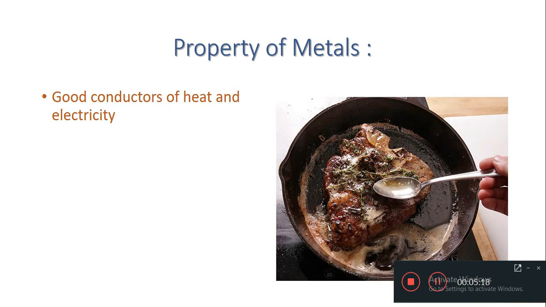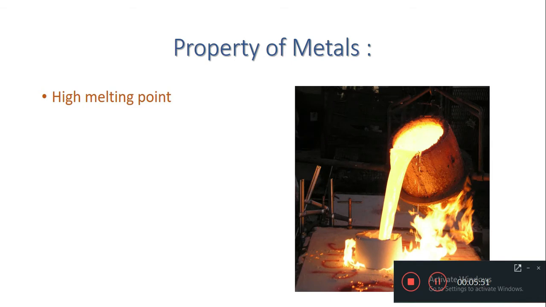Metals are good conductors of heat and electricity. As we can also see in the image, we see an electric stove with a saucepan on it, and this saucepan is able to conduct heat from the electric stove, which is used by the cook to fry the bacon. So metals are good conductors of heat and electricity, which are used for a lot of purposes.